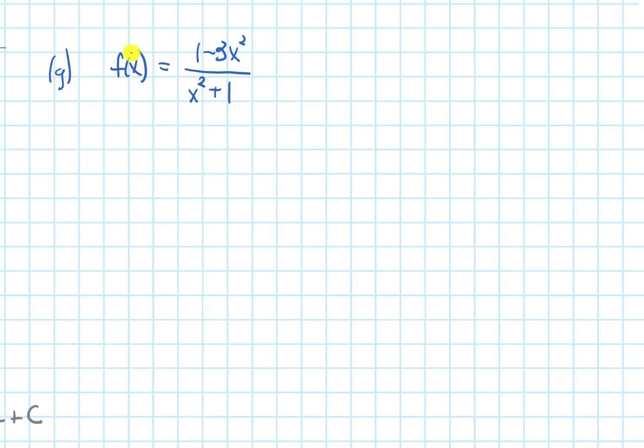So this one's trickier. We have f of x equals 1 minus 3x squared over x squared plus 1. So again, I have something like a function divided by a function, and we don't know how to handle this as it is, but our strategy was we want to be able to simplify this to a sum of things or a difference of things that we can handle.